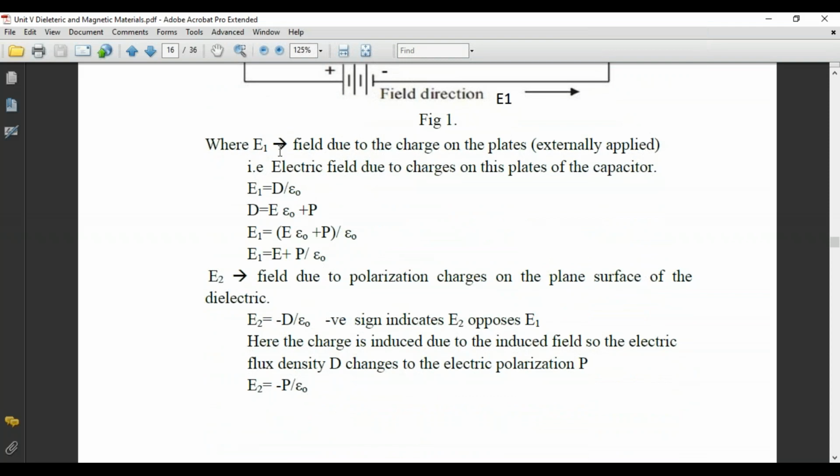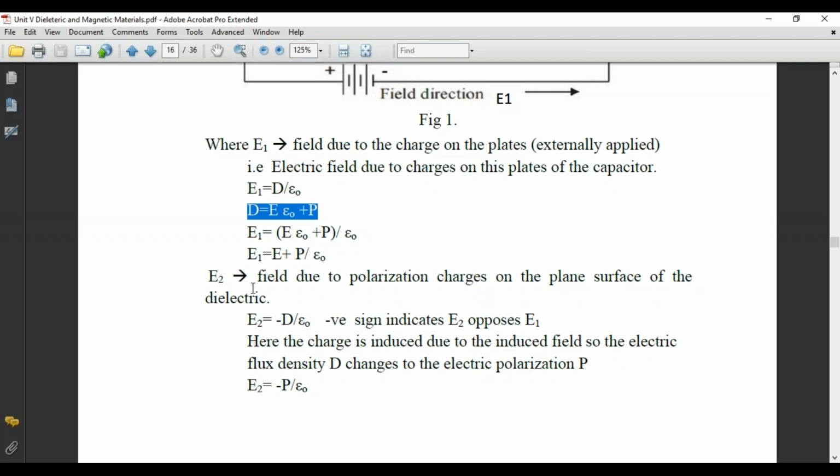So what happens? One is the field due to the charge on the plates that is externally applied. That is the electric field due to the charges on the plates of a device. E1 equal to sigma by epsilon naught, equal to D by epsilon naught. E1 equal to epsilon naught E plus P by epsilon naught. E1 equal to E plus P by epsilon naught. These are the formulas you know: displacement D, and also displacement in terms of polarization. These are the two formulas. By using these two formulas, we are finding out what is E1. E1 equal to E plus P by epsilon naught.